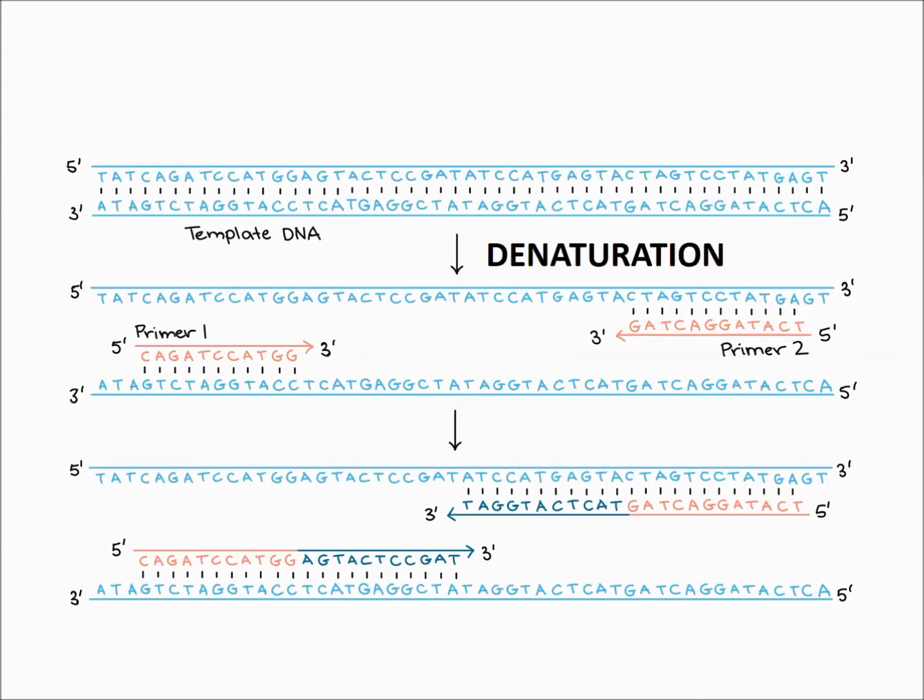In the first step, denaturation, the 2 strands are separated or melted. They are now called template strands. They will be the template for the synthesis of daughter strands.